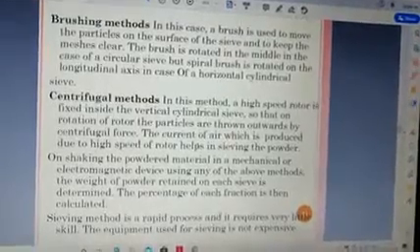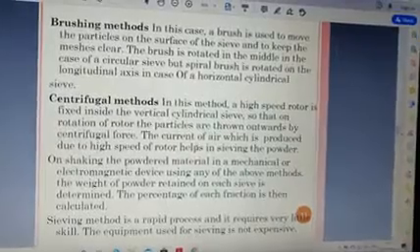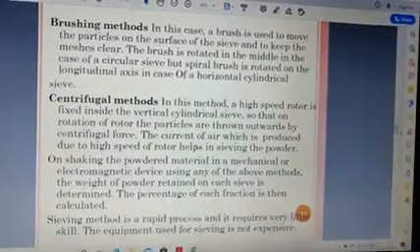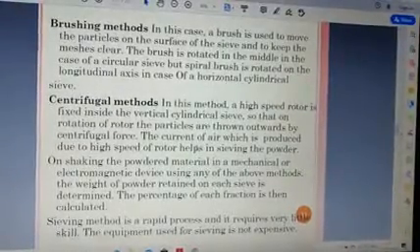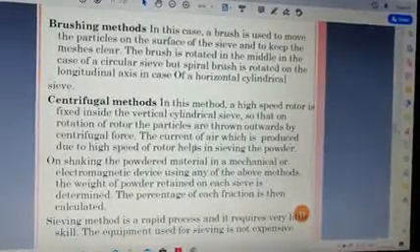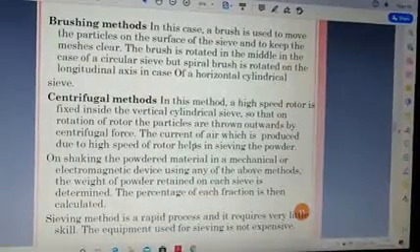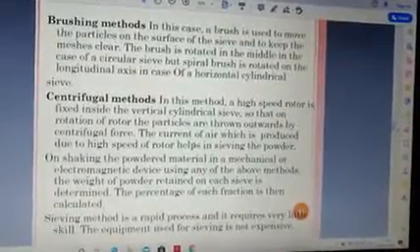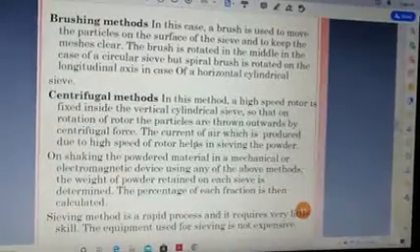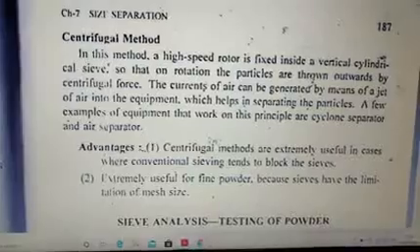The current of air which is produced due to the high speed of the rotor helps in sieving the powder. On shaking the powdered material in a mechanical or electromagnetic device using any of the above methods, the weight of the powder retained on each sieve is determined. The percentage of each fraction is then calculated. So the sieving method is a rapid process and it requires very little skill. Also the equipment is not very expensive. You can see the diagram of the centrifugal method given in the book.